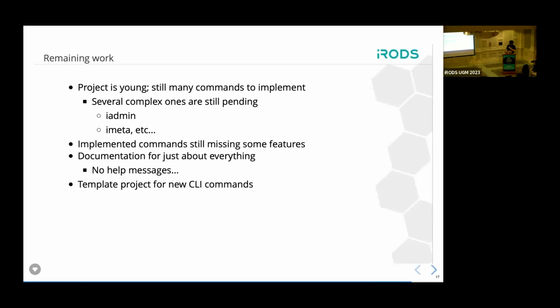I experimented with thinking about a template project for the new CLI commands. Corey mentioned template projects for other stuff before. You can add one for this too. If you want to make a new CLI command, just take out all the boilerplate and write C++ to your heart's desire.